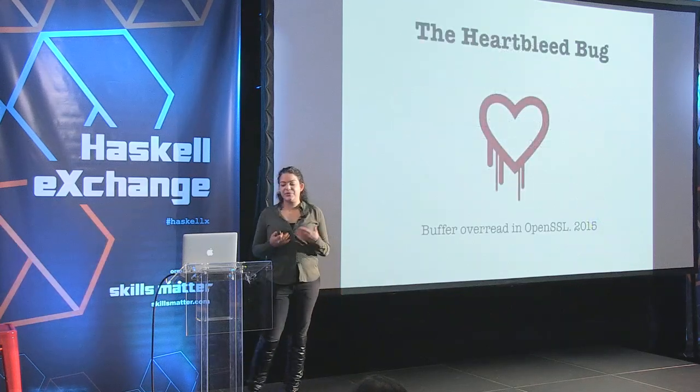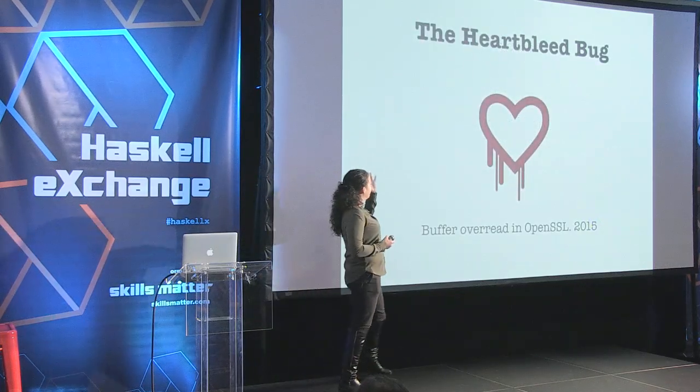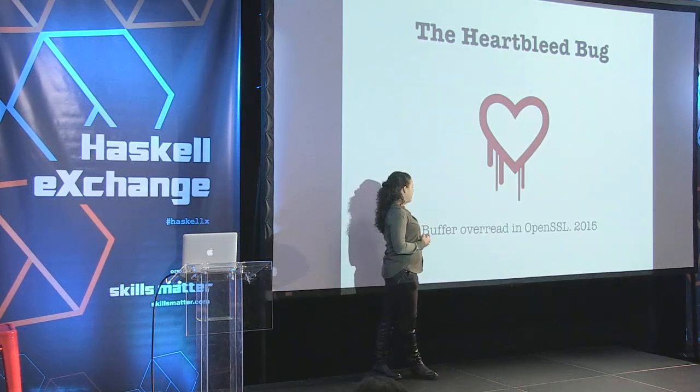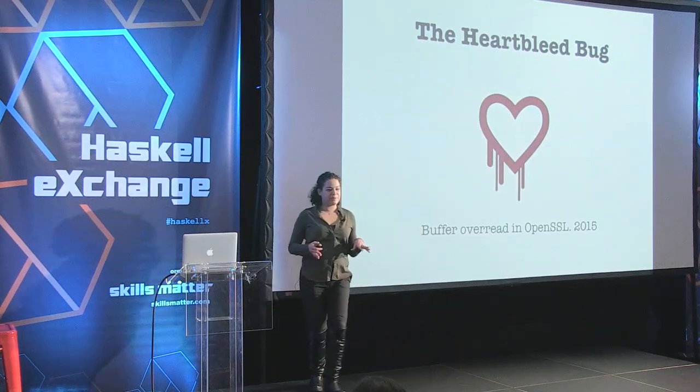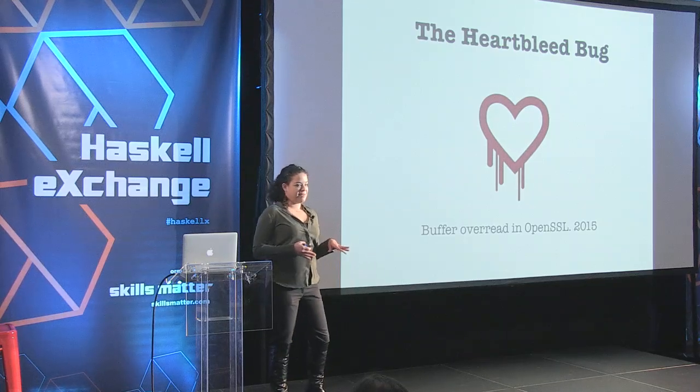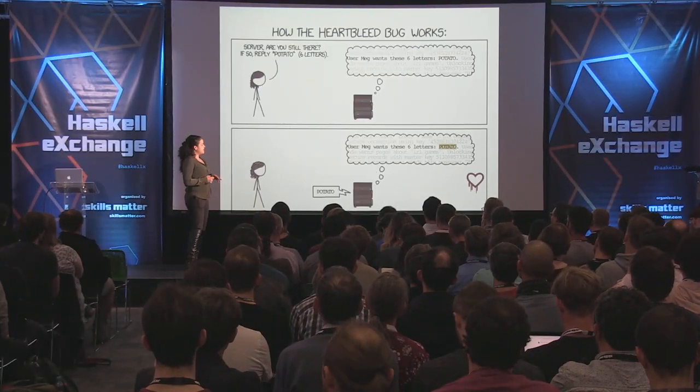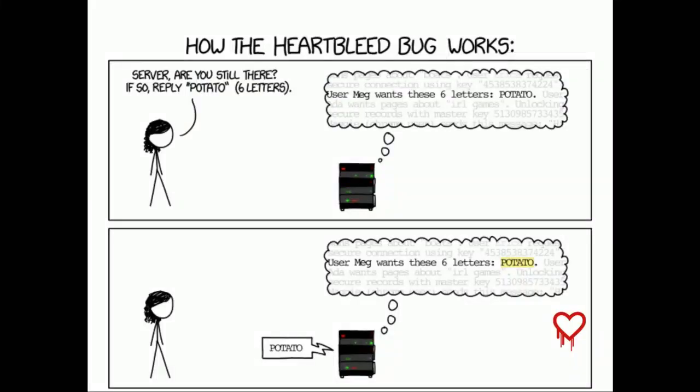And a very famous memory overread bug is the Heartbleed bug that appeared in 2015 in the OpenSSL protocol. So how many of you know what Heartbleed is? OK, most of you. So let me go very quickly through Heartbleed for those of you who don't know it. I'm using this XKCD comic for Heartbleed. I have a user and I have this server. The user asks the server to store the word potato. The server stores the word potato. And then the user asks for the 6 letters of the word potato. And the server gives back the 6 letters of the word potato.